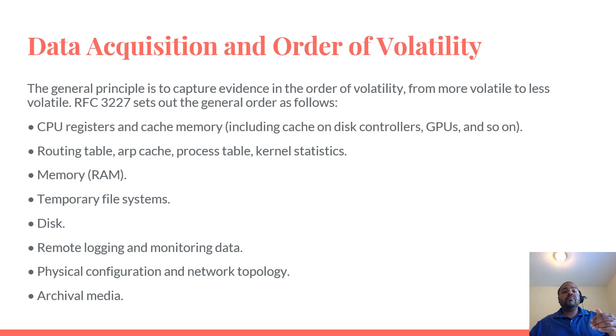So going from top to bottom, you want to make sure that you check the top ones first. And in certain scenarios, if you don't have to cut the power to it, don't cut the power to it. Make sure that you get the evidence that you need from the top, and then you can work your way down to the bottom.